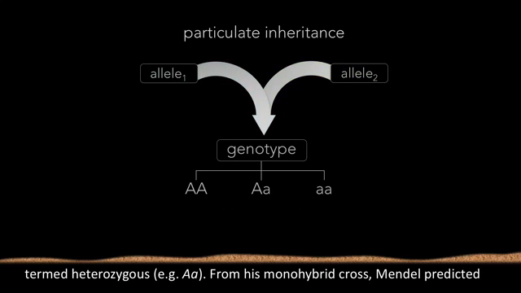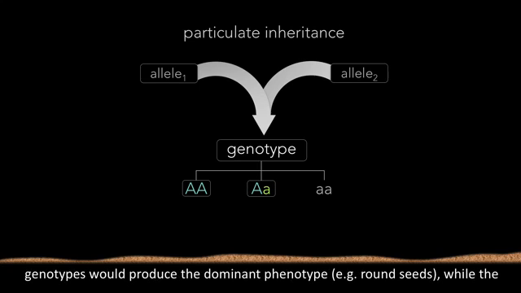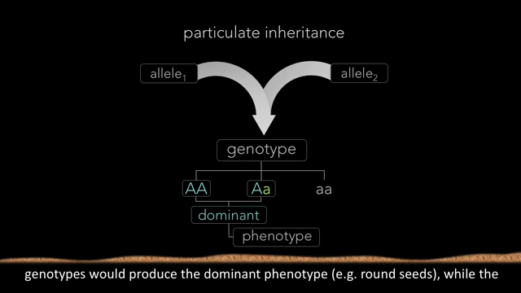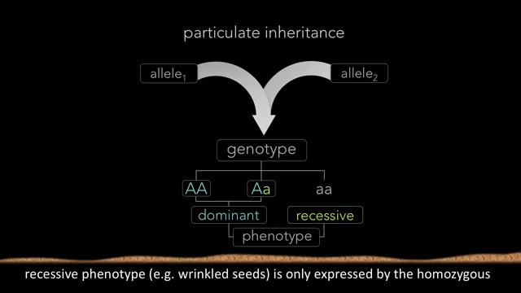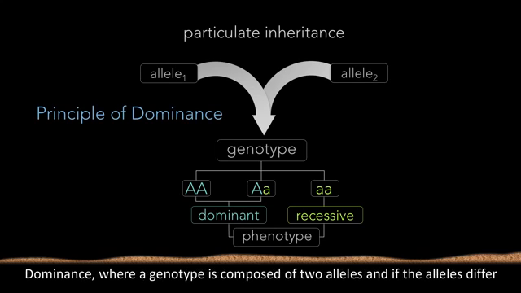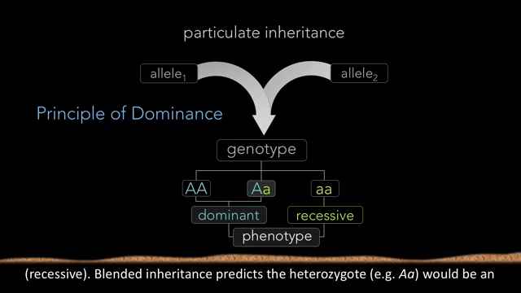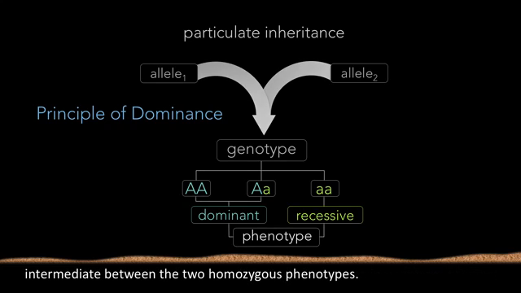From his monohybrid cross, Mendel predicted that both the homozygous dominant, big A, and the heterozygote, big A, little a genotypes would produce a dominant phenotype, for example, round seeds. While the recessive phenotype, wrinkled seeds in our case, is only expressed by the homozygous recessive genotype, little a. This became known as Mendel's principle of dominance, where a genotype is composed of two alleles, and if the alleles differ, only one phenotype will be expressed, the dominant one, while the other is masked, the recessive one. Blended inheritance predicts that the heterozygote would be an intermediate between the two homozygous phenotypes.